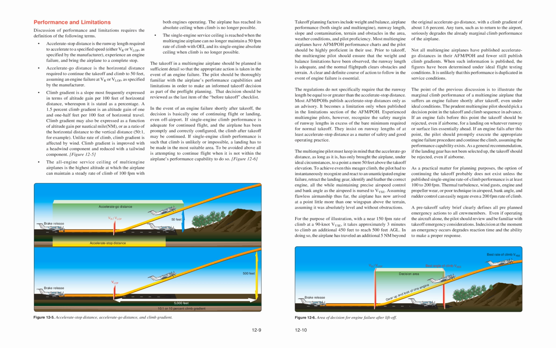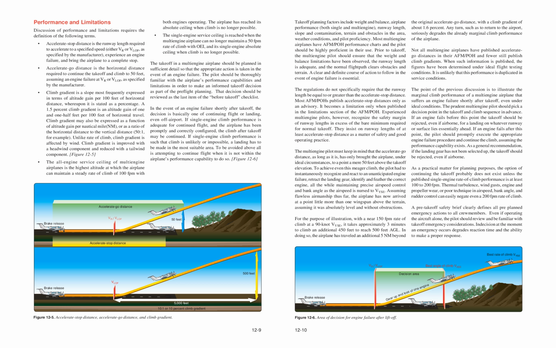For the purpose of illustration, with a near 150 fpm rate of climb at a 90-knot Vyse, it takes approximately 3 minutes to climb an additional 450 feet to reach 500 feet AGL. In doing so, the airplane has traveled an additional 5 nautical miles beyond the original accelerate-go distance, with a climb gradient of about 1.6%. Any turn, such as to return to the airport, seriously degrades the already marginal climb performance of the airplane.